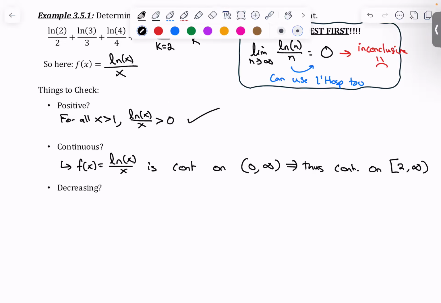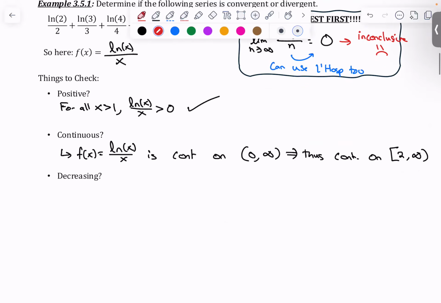Now, decreasing. Showing that a sub k is greater than a sub k plus 1 is faster. But if we try and do that here, don't write this down. a sub n is equal to natural log of n over n. And a sub n plus 1 is equal to natural log of n plus 1 over n plus 1. Now, we do know that natural log grows slower than the linear function n. However, it is a very bold claim to say that this is actually smaller.